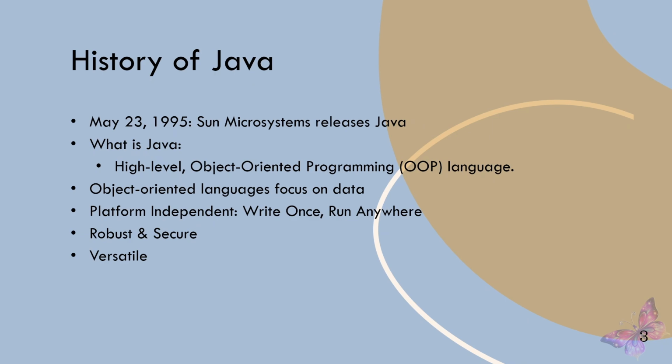This allows Java code to run on any device or platform with a Java Virtual Machine. It is also robust and secure. It features automatic memory management, for example garbage collection, and it has strong security. It powers everything from small devices to large cloud applications. Java is also versatile.